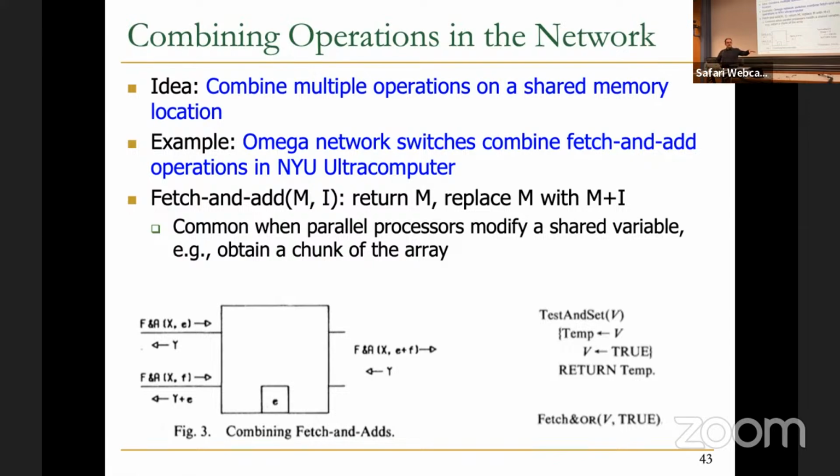Once you access memory and you are reading your data, as your data is getting transferred through routers or switches, you can actually also do computation on that data. So they implement this fetch-and-add(M, I), which returns M and replaces M with M plus I. So as your data traverses the network, you're also doing some computation. It's really similar to near-data processing, essentially.